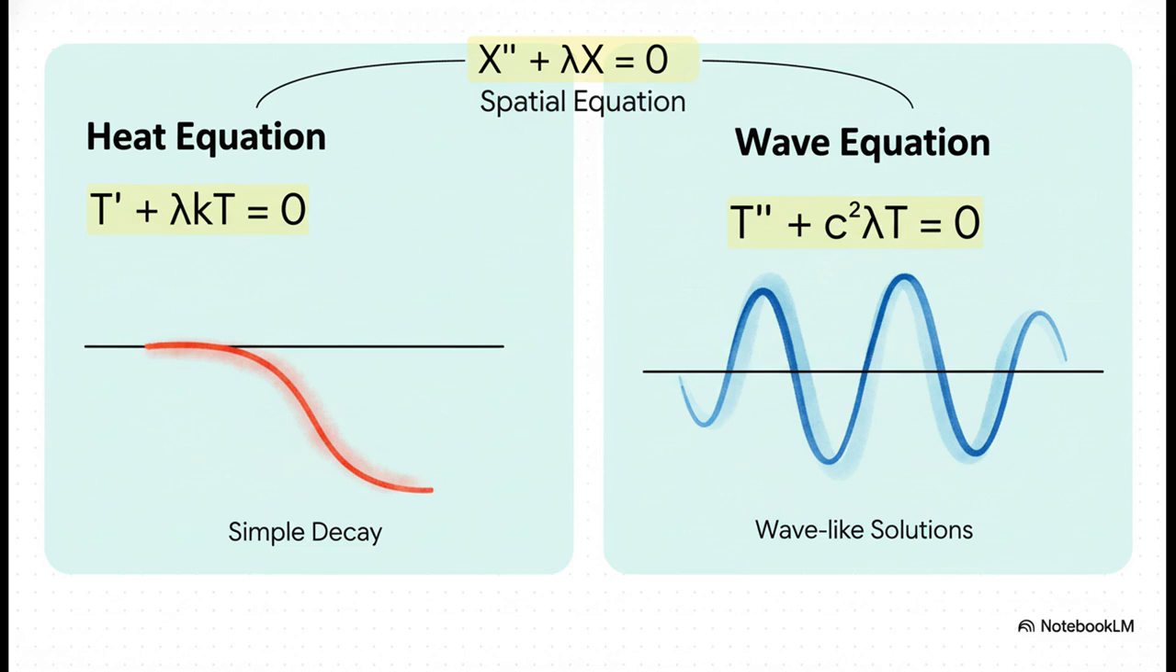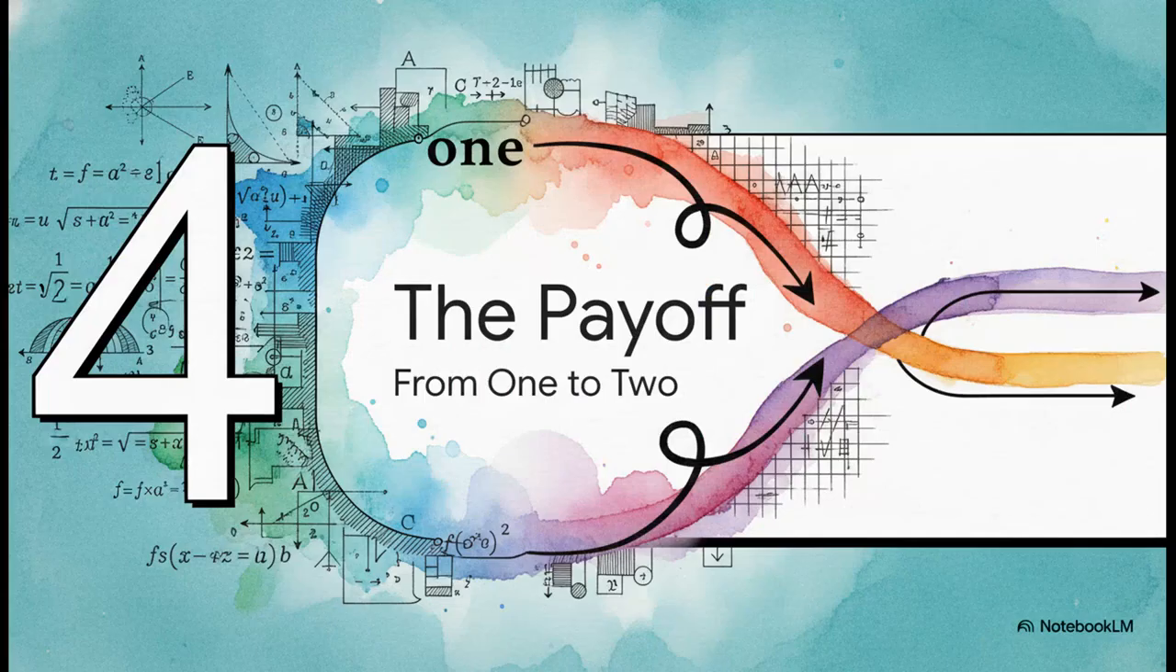Now check this out. The spatial equation, the X part, is identical to the one from the heat equation. But look at the time equation. It's got a second derivative, T double prime. That small change is everything. It's what leads to oscillating, wave-like solutions instead of the simple decay we saw with heat. The physics is literally baked right into the math. It's just so cool.